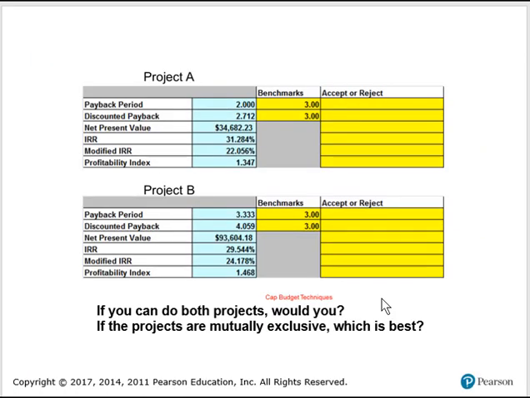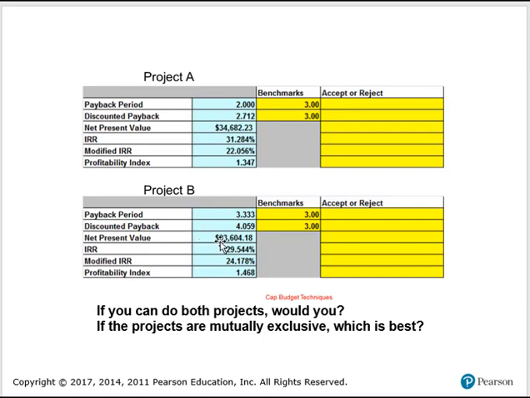So if we look at these projects A and B, we've so far talked about net present value and internal rate of return. Net present value and internal rate of return both say that these projects are acceptable. So if you could do both of these projects, you'd want to do them both. Net present value is positive for both, and the internal rate of return is greater than 15% for both. But what if you have to choose one? If they're mutually exclusive, which one's the best?